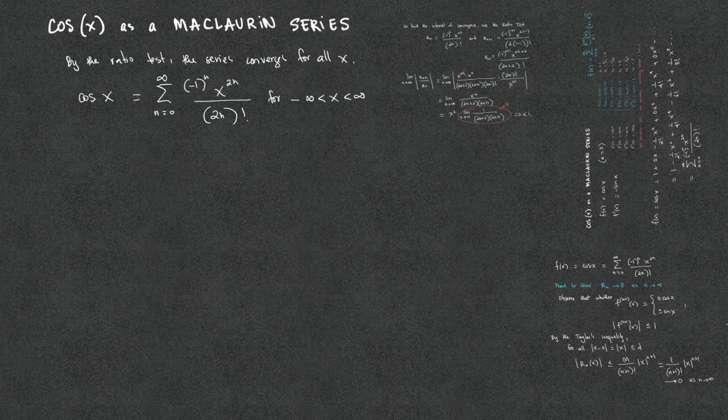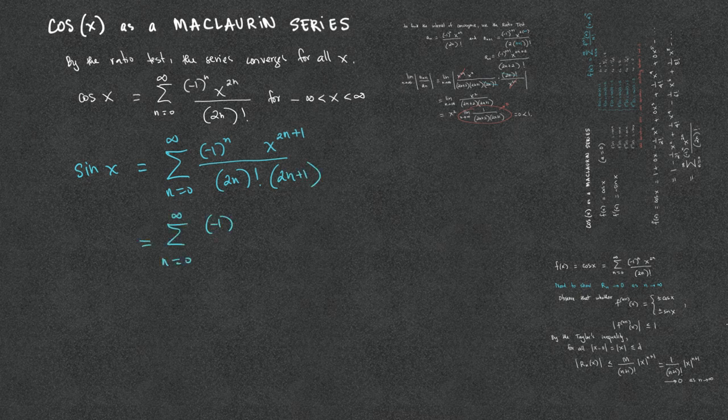Once we have a series representation for cosine of x, we can integrate term by term to get sine of x. Sine of x is a series. Negative 1 to the n is a constant. 2n factorial in the denominator is a constant. The antiderivative of x to the 2n is x to the 2n plus 1 over 2n plus 1. But the denominator is 2n plus 1 factorial. And so we obtain a series representation for sine of x.